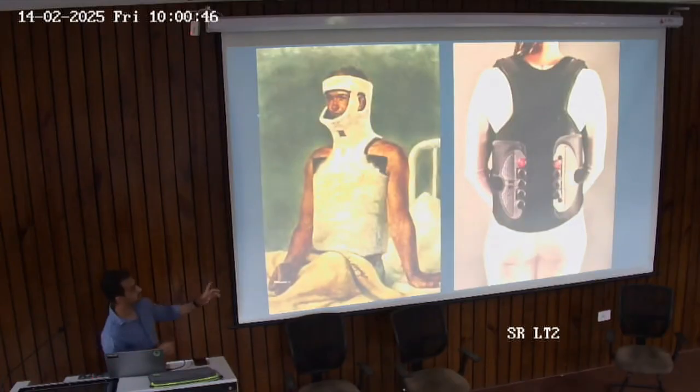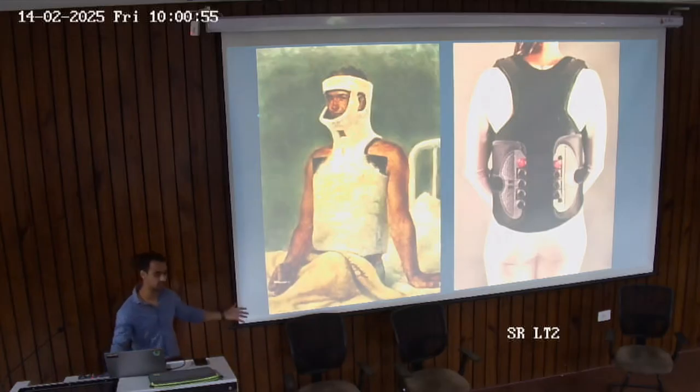Okay, this is the Minerva jacket. Those are thoracolumbar corsets, which take care of the thorax and the lumbar part. There are also lumbosacral corsets available.